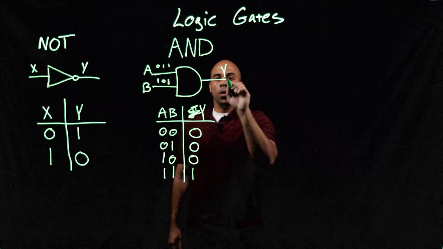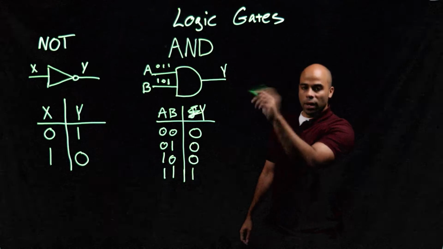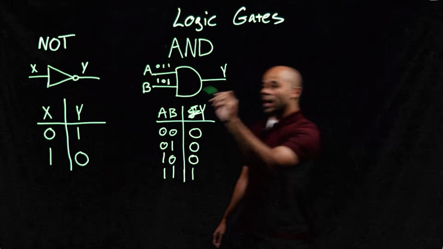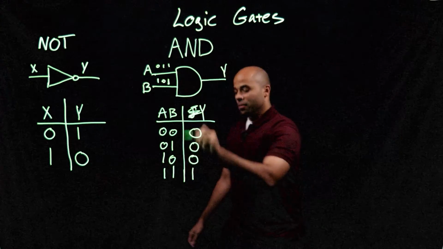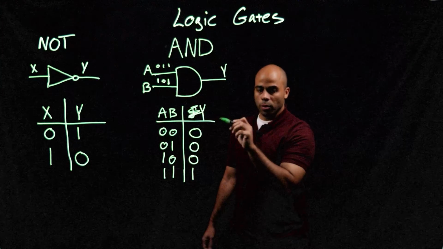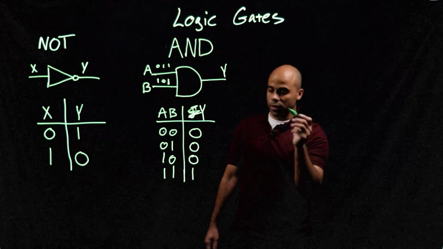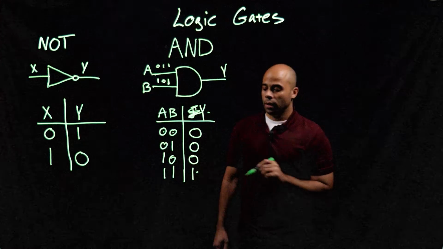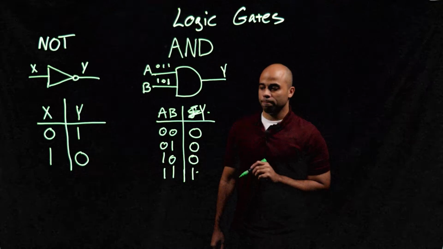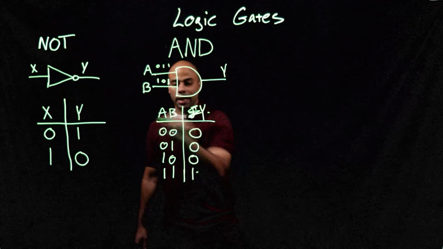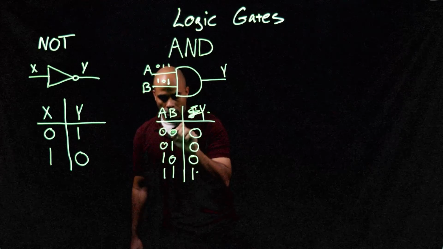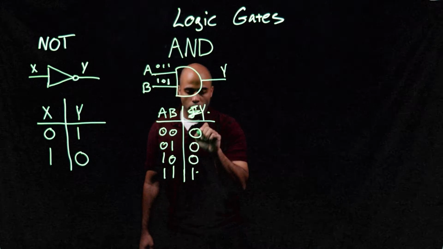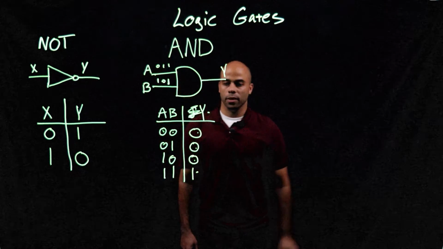Right? So another way to summarize the functionality of this gate is to say if A and B are both true or logic high or a high voltage, then the output Y will also be a high. Conversely, we could say that if any of the inputs are 0, then the output of the AND gate will be 0.